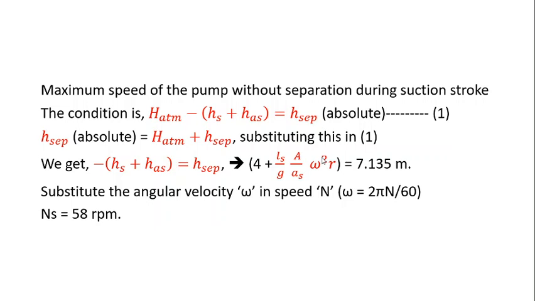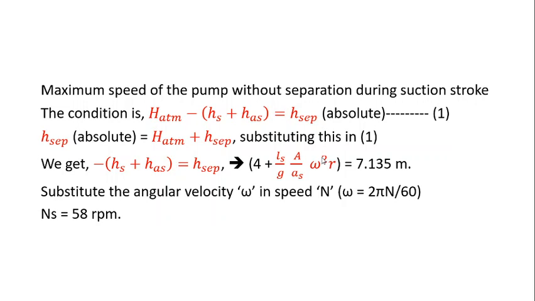So the condition we have already discussed: H atmospheric minus Hs plus HAS is equal to H separation pressure. All are in absolute. So see, H separation absolute, how do you find the absolute value? If you want to find absolute pressure value, you have to add atmospheric pressure to that value. So H separation absolute is equal to H atmospheric plus H separate.